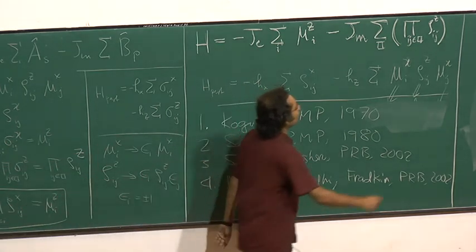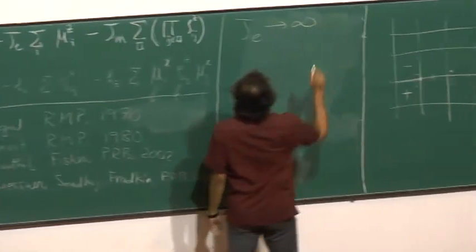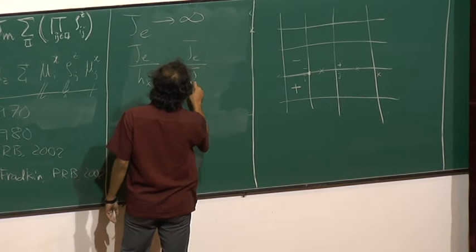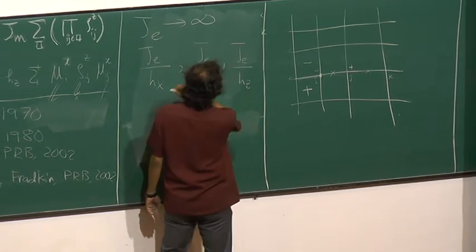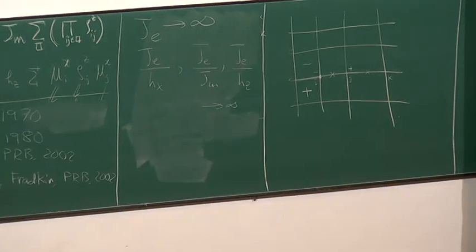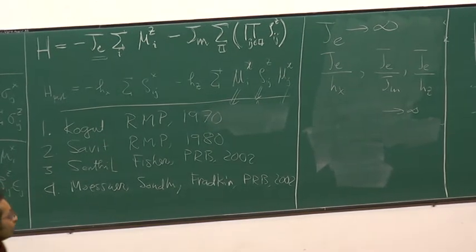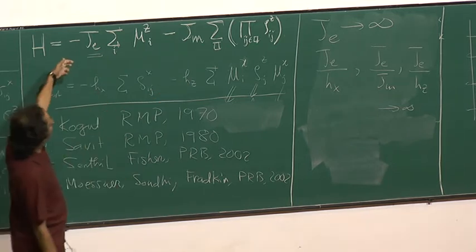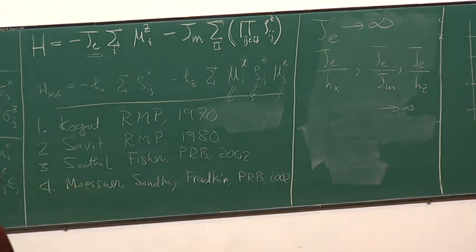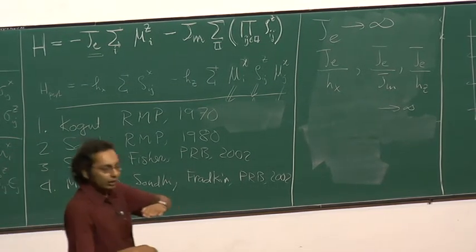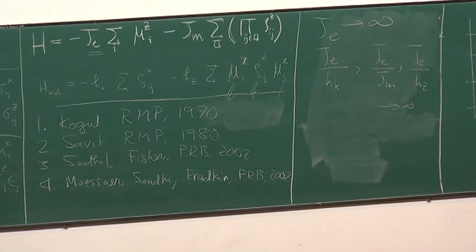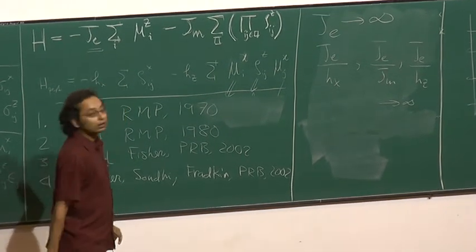So first, let me take this J_E to infinity, okay, such that J_E by h_x, J_E by J_M, J_E by h_z all tend to infinity. So this is the largest scale of the problem. Okay. So apart from this term, if I didn't have the perturbations, my electric and magnetic field sectors are decoupled in the sense that the zero electric charge and zero magnetic charge sector are separated from the two electric charge and two magnetic charge sectors and so on and so forth, and each of them are eigenstates of the Hamiltonian.